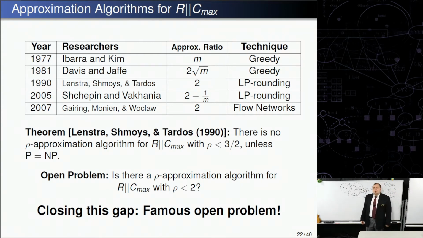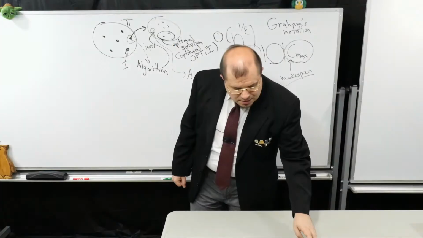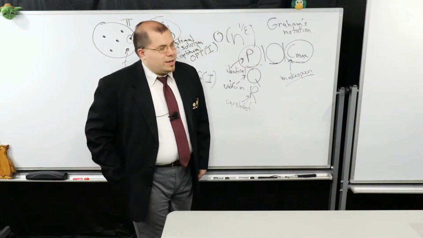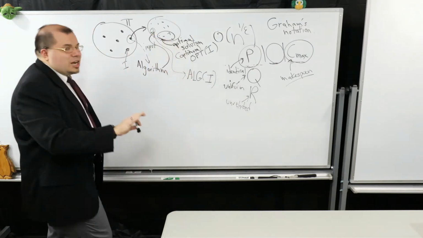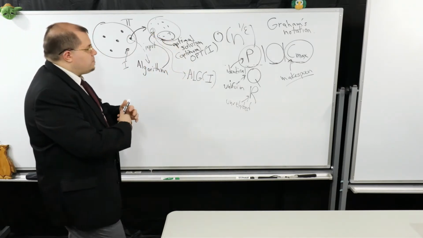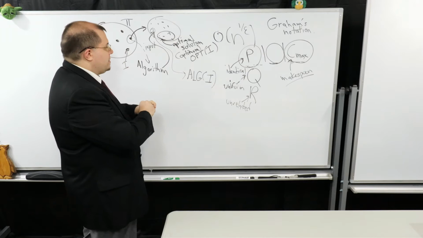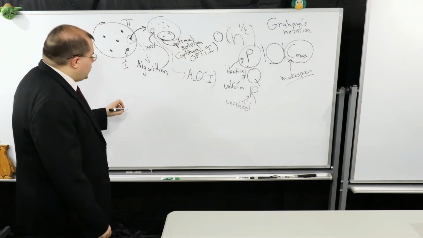The interesting result from around 1990 is this paper by Lenstra, Shmoys, and Tardos. They developed the first constant factor approximation algorithm for Cmax, and it's based on an idea called linear programming relaxation plus so-called linear programming rounding, or LP rounding. I'm just going to give you a sketch of the idea of LP rounding.